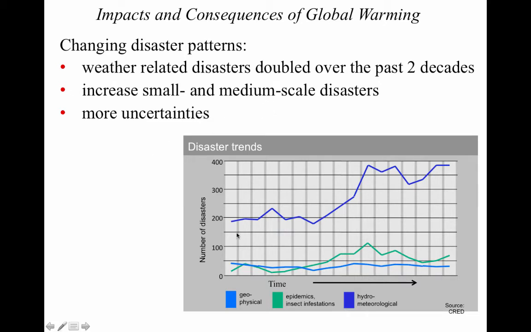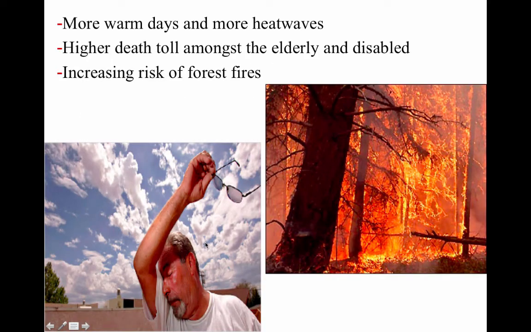There's more uncertainty in this, but the lines at the bottom are showing geophysical, which would be earthquakes, and there's not really any change in the number of disasters in this time period. Epidemics such as insect infestations are kind of up and down a little bit, but then the hydrometeorological, meaning hurricanes, tornadoes, and things like that, are increasing in the last 20 years. So there is definitely a disturbing trend there.